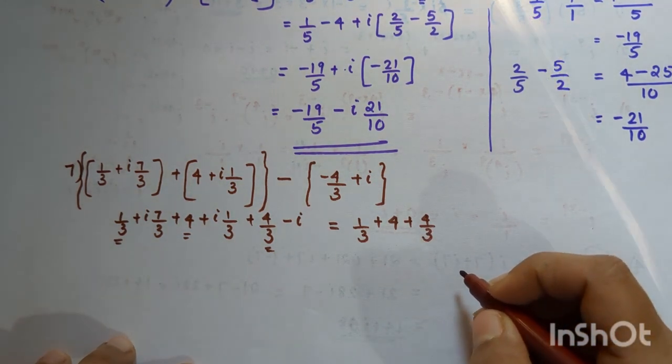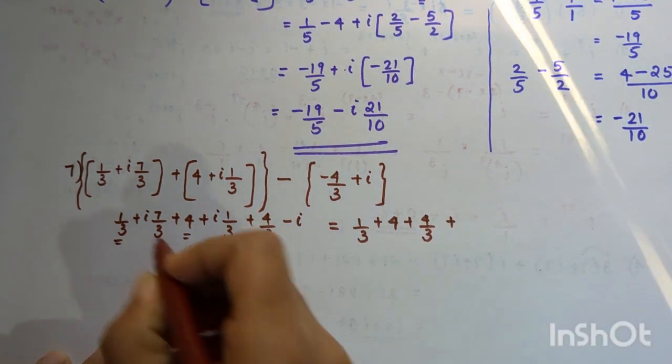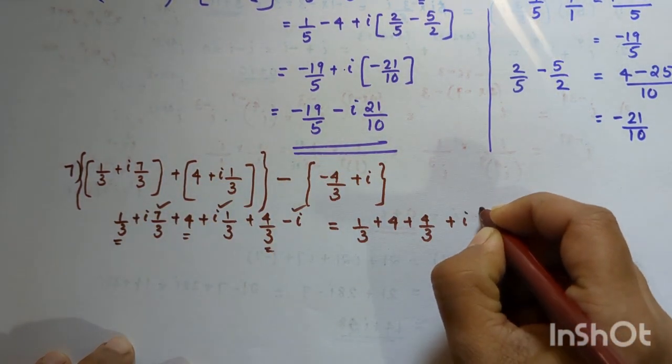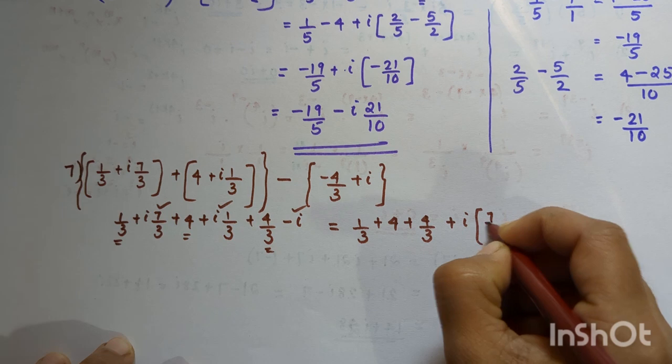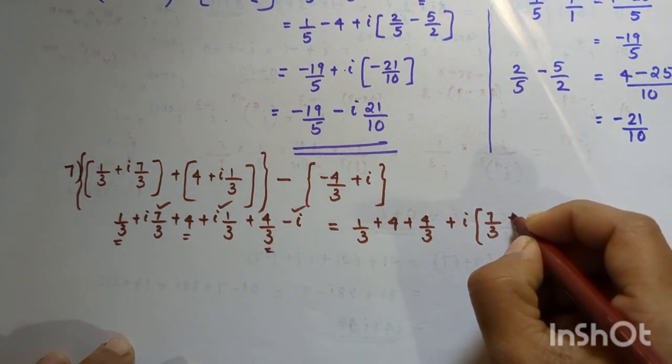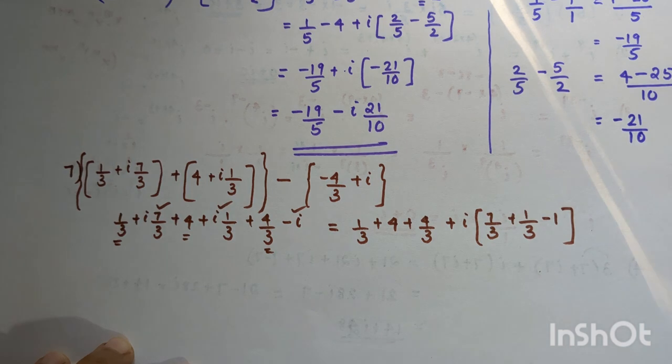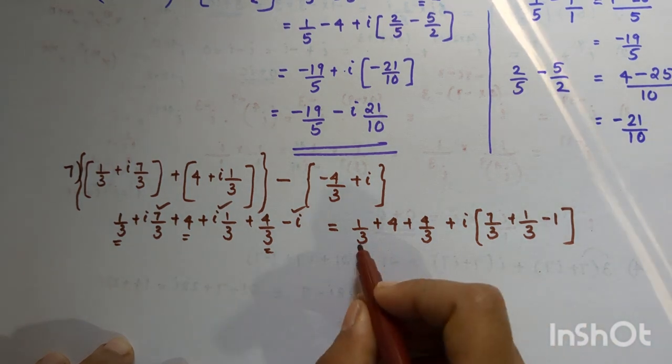Okay. Then plus i is common in these three terms. I am taking i outside. So this becomes 7 by 3 plus 1 by 3. Here it is minus i, no? So minus 1. Okay.